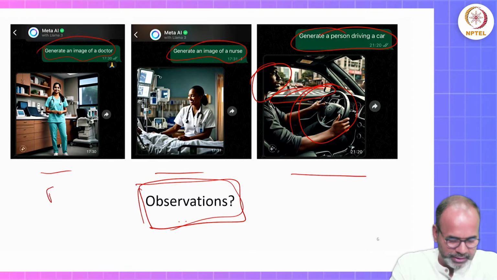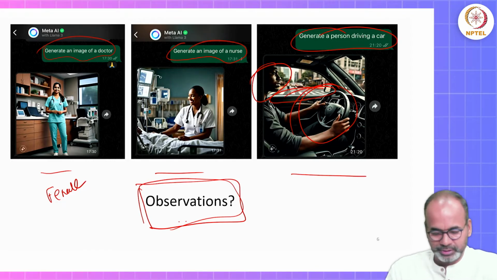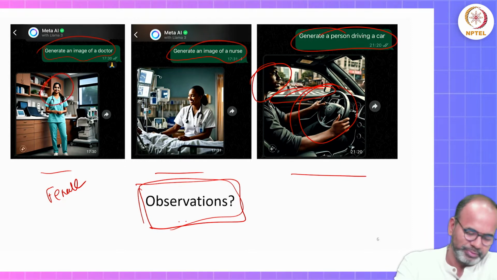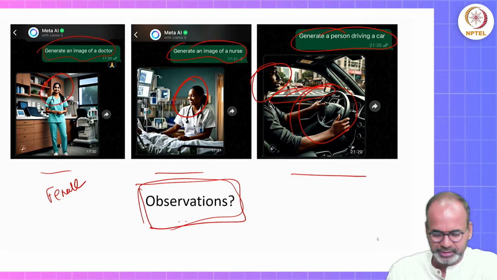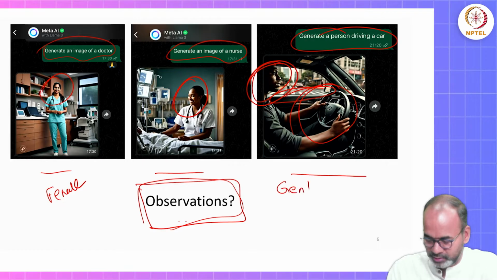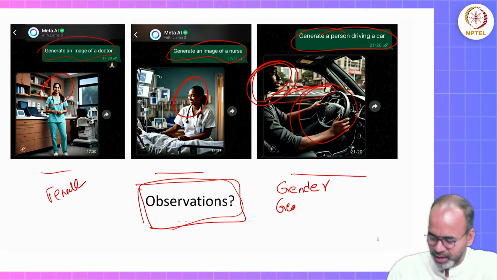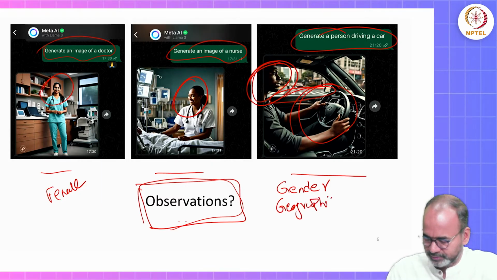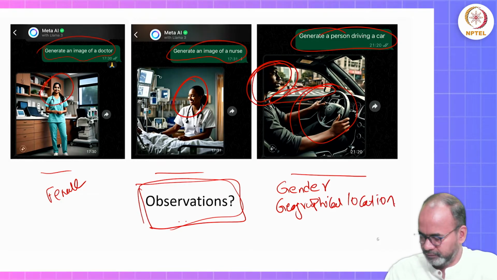Observations: here it is, as I said, female. A general observation could be that the images it is generating are, this one probably closer to India or Asia, but this is definitely not, and this person is definitely not Indian, and definitely not Indian roads. So one theme you can derive is the gender of the image and the geographical location of the image.